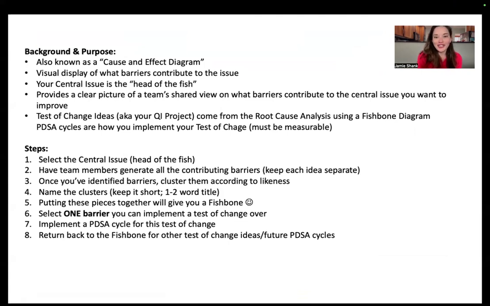I'm not going to go through each of these bullet points, but again, it gives you some context for you to look at. I also included the steps for completing a fishbone, which is what we're going to walk through on this video today. But again, you have them here.